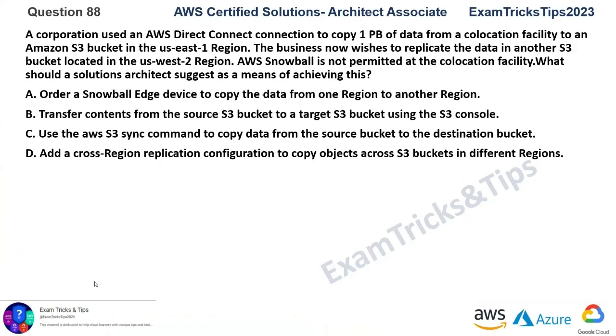Question 88. A corporation used an AWS Direct Connect connection to copy 1 petabyte of data from a co-location facility to an Amazon S3 bucket in the US East 1 region. The business now wishes to replicate the data in another S3 bucket located in West 2 region. AWS Snowball is not permitted at the co-location facility. What should a solutions architect suggest as a means of achieving this?